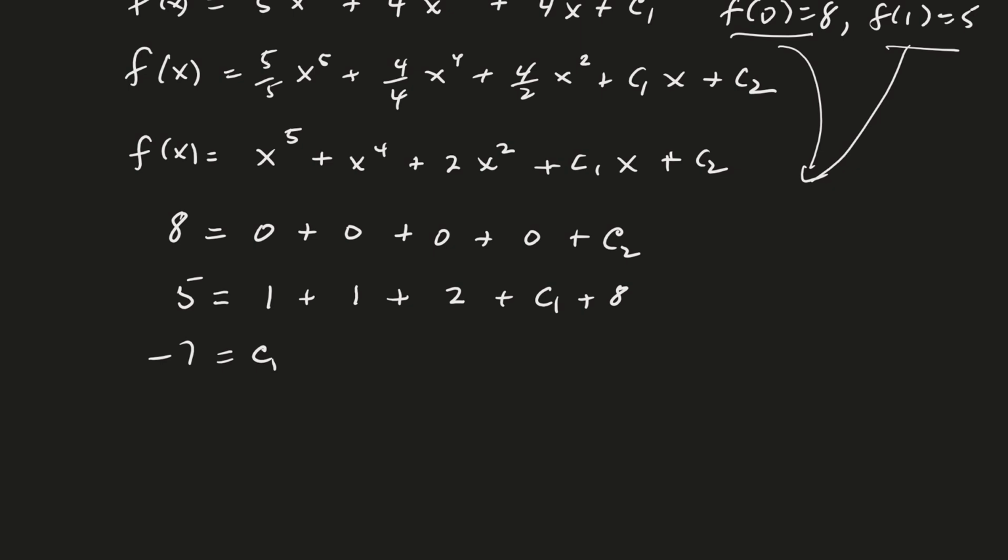Good. And so therefore we now have our f of x. x to the 5th plus x to the 4th plus 2x squared plus, that's a minus 7x to the 1 plus 8. There you go.